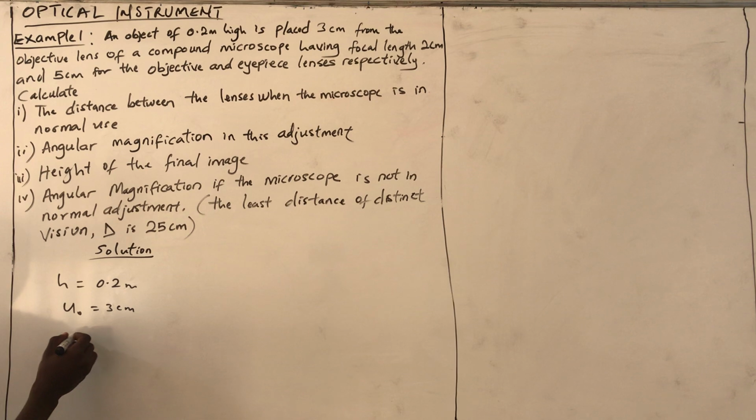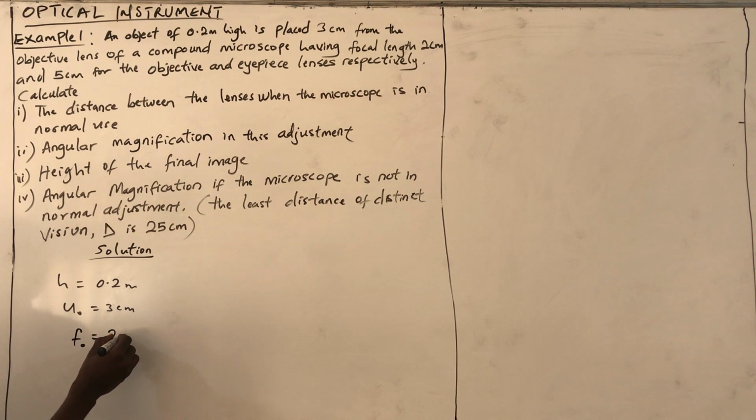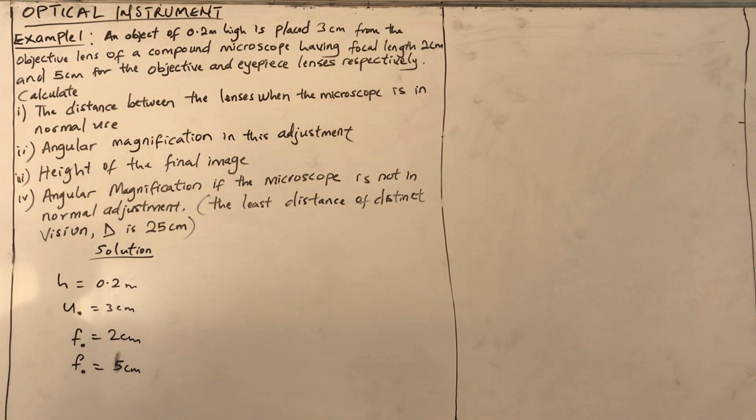For the objective, the focal length is 2 centimeters, and for the eyepiece, the focal length is 5 centimeters. So calculate the distance between the lenses when the microscope is in normal use.